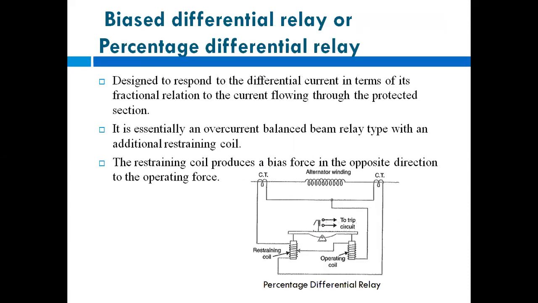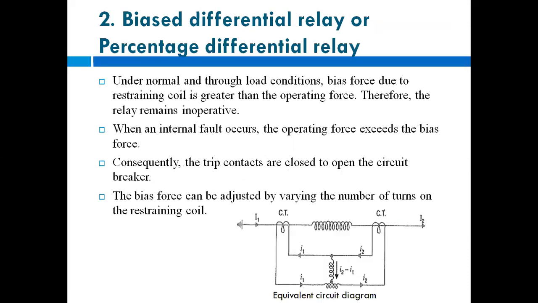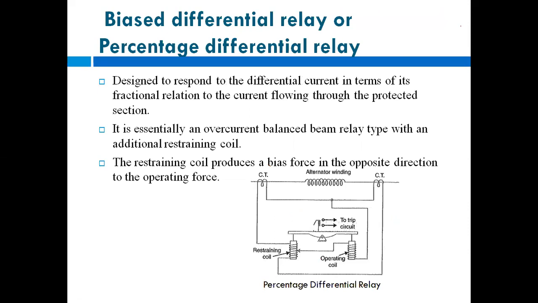Then the next point we'll see is the biased differential relay, which is also called the percentage differential relay. So what is meant by this biased differential relay or percentage differential relay? You can see the circuit diagram. In this circuit diagram, just tell me, which type of relay is this? We have seen the electromechanical relays, right? So which type of relay is this?